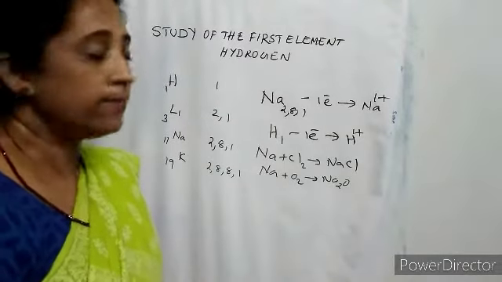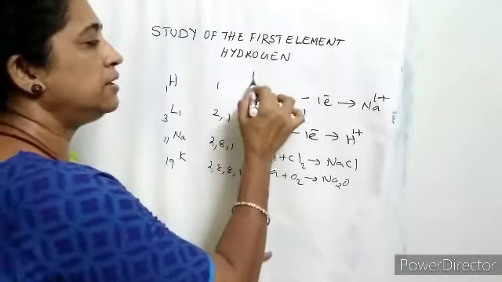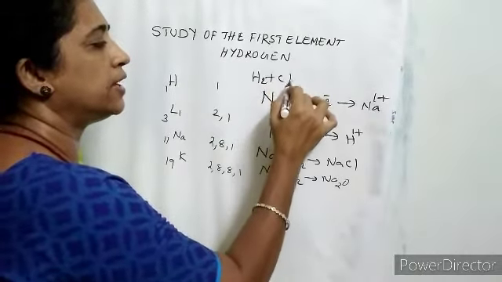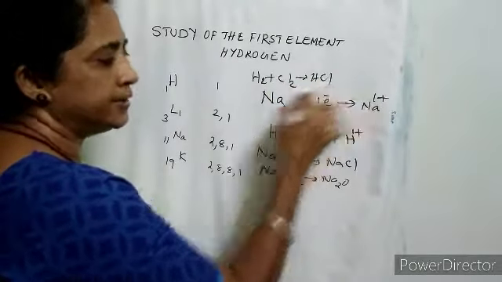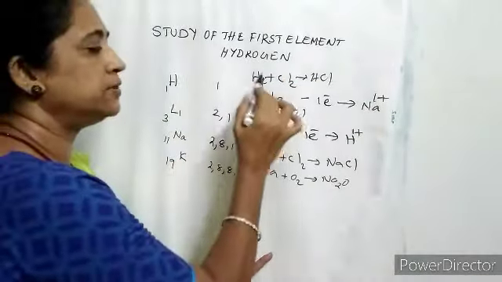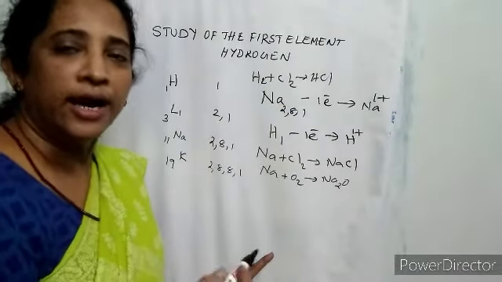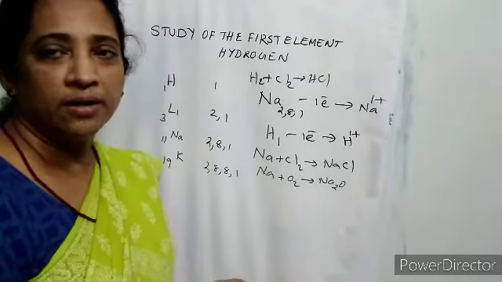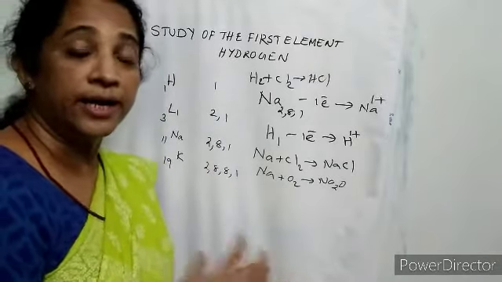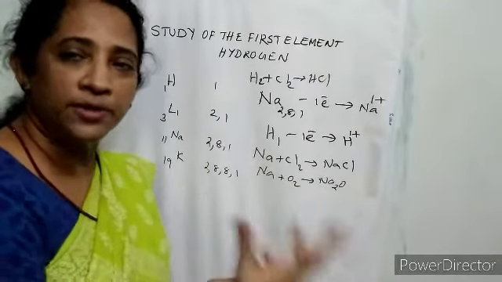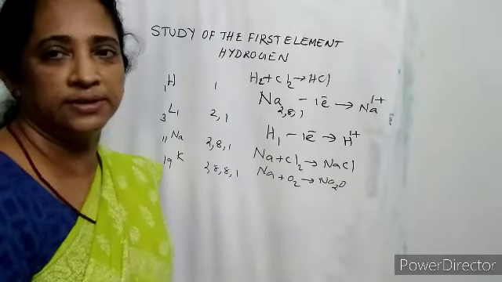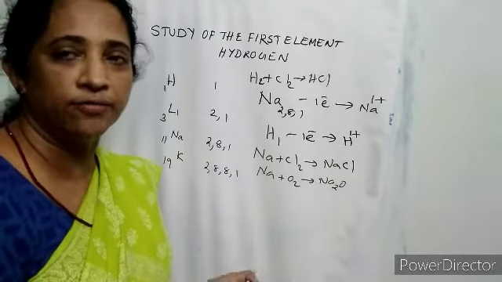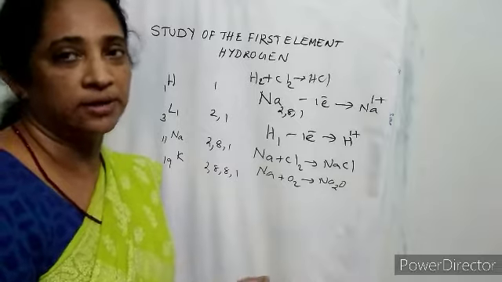In the same way, hydrogen reacts with chlorine to form HCl. Hydrogen reacts with oxygen to form water. Hydrogen reacts with sulfur to form hydrogen sulfide. So like alkali metals, hydrogen has a strong affinity for non-metals like oxygen, sulfur, chlorine, etc.